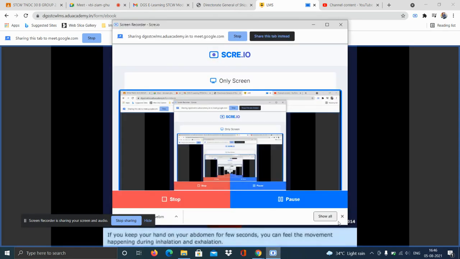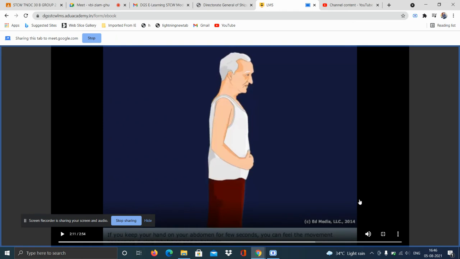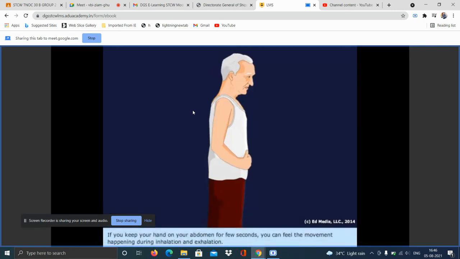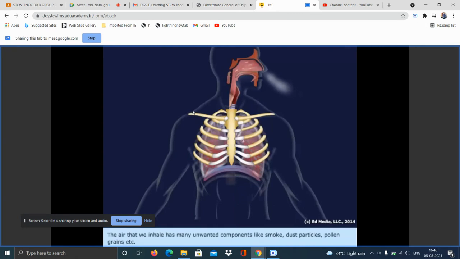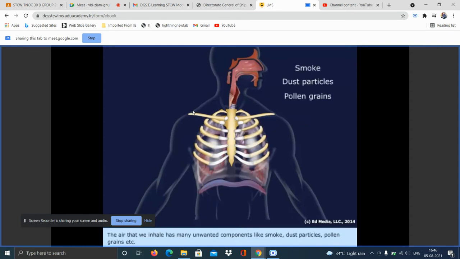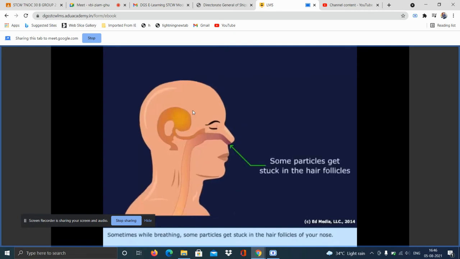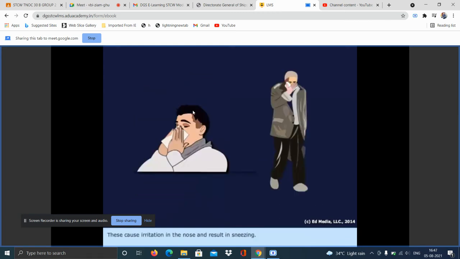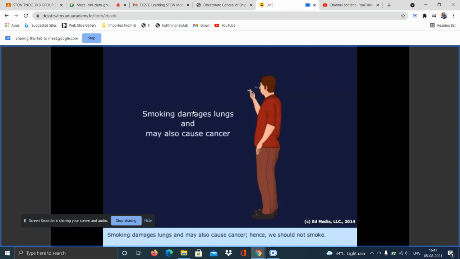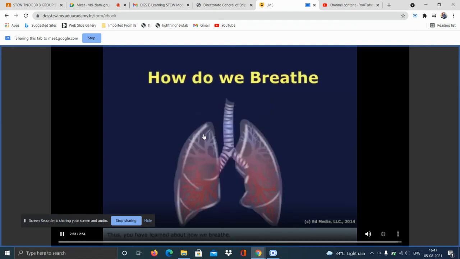If you keep your hand on your abdomen for a few seconds, you can feel the movement happening during inhalation and exhalation. The air that we inhale has many unwanted components like smoke, dust particles, pollen, grains, etc. Sometimes while breathing, some particles get stuck in the hair follicles of your nose. These cause irritation in the nose and result in sneezing. Smoking damages lungs and may also cause cancer, hence, we should not smoke. Thus, you have learned about how we breathe.